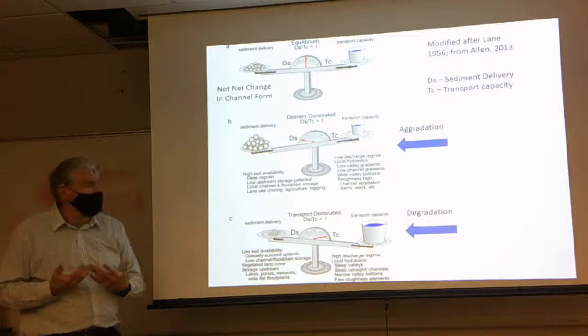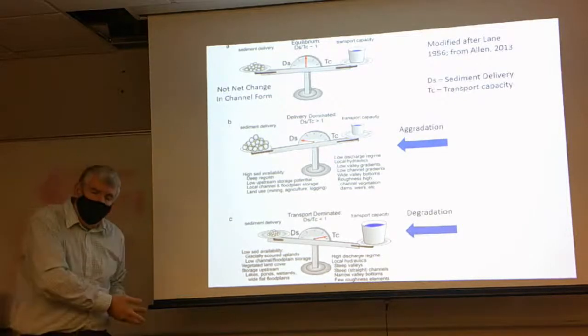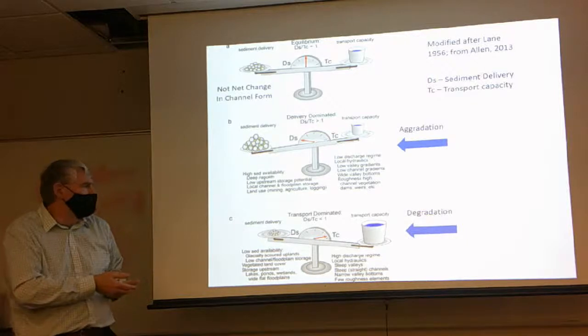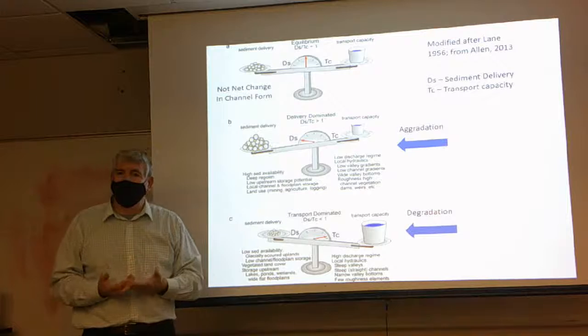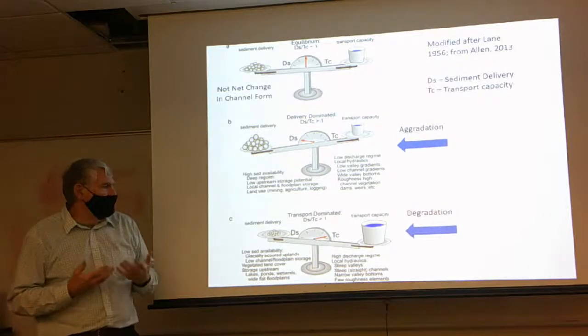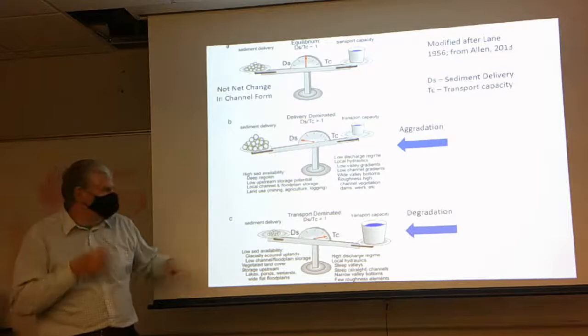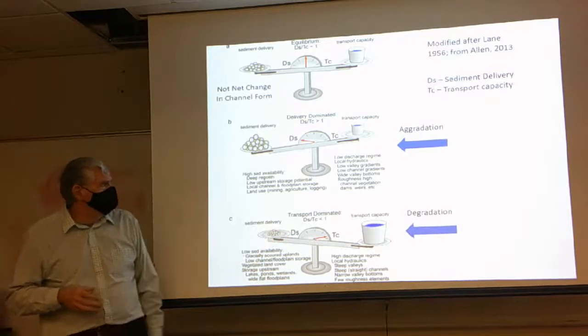And then we have just the opposite as well. When sediment delivery to the channel is low, it decreases and is below that of the transport capacity, so the stream can carry more sediment than is actually coming into it, then we're going to have degradation or incision. And this is the primary mode through which we're going to get those terraces formed.